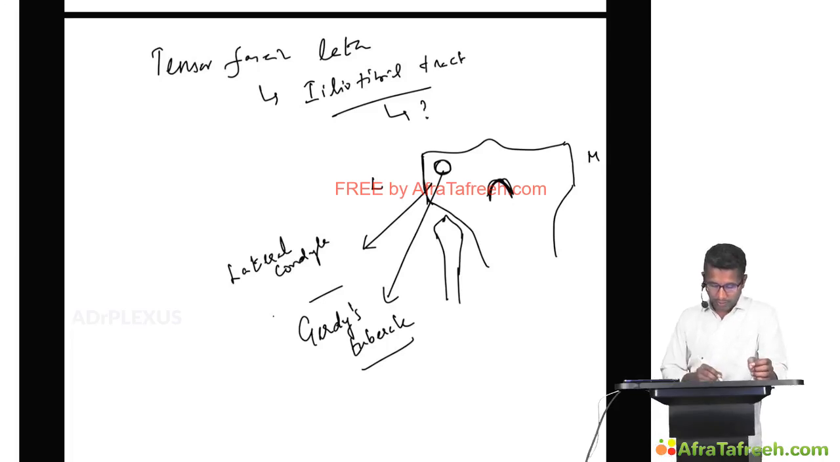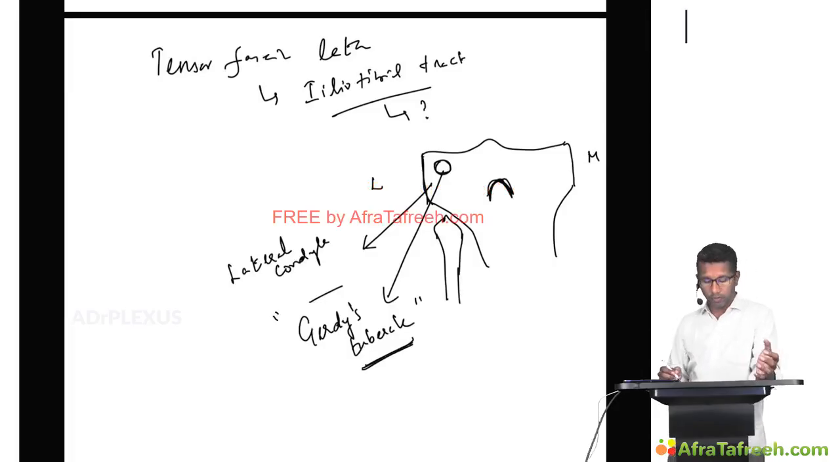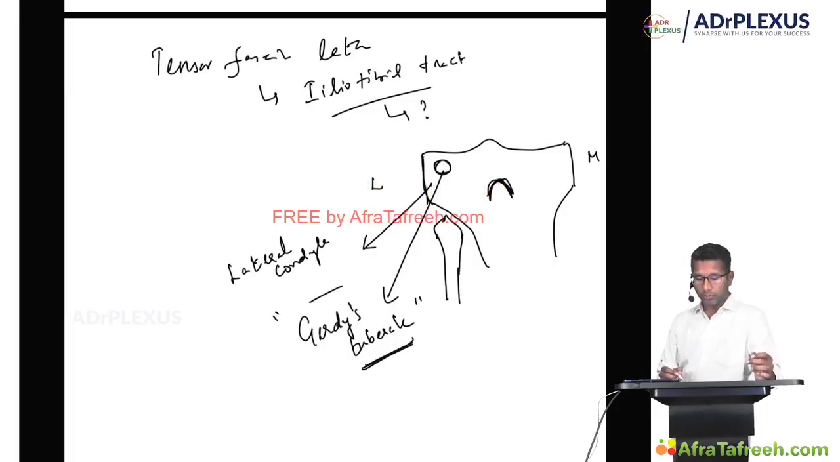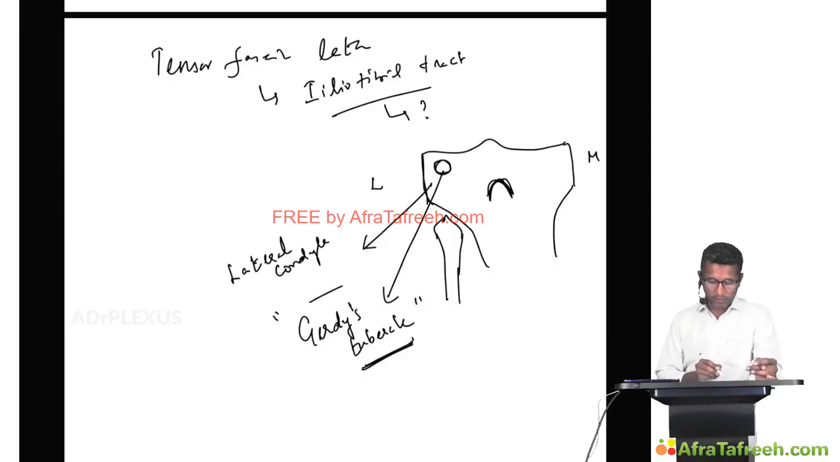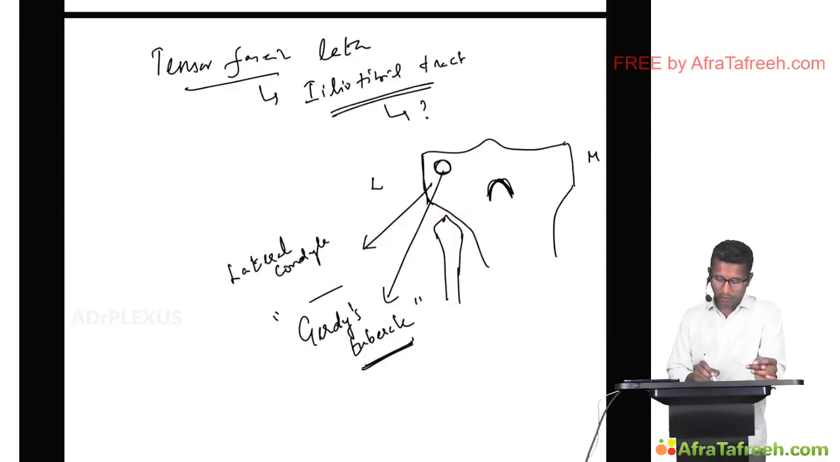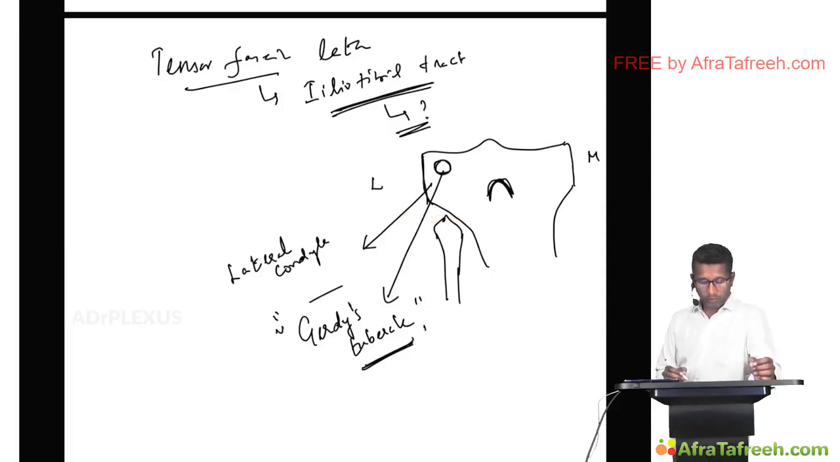So the iliotibial tract is attached to Gerdy's tubercle. Okay guys, so this is the answer for this question. Tensor fasciae latae is inserted into the iliotibial tract. The iliotibial tract is attached to Gerdy's tubercle, which is a part of the proximal tibia. Okay, fine.